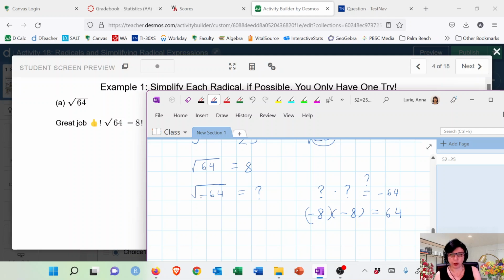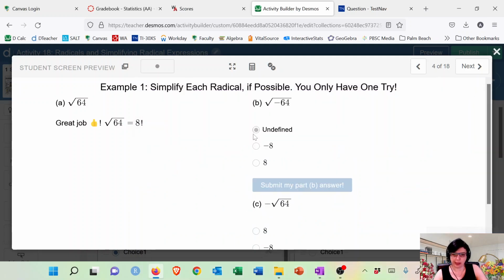That's only true for real numbers. There are such things as imaginary numbers, which we're not going to get to in this class. So for you, you're just going to say no real answer, no real number can happen. This is impossible. You cannot square a number and get a negative. So remember, the square root of a negative, a negative under the square root, is undefined.